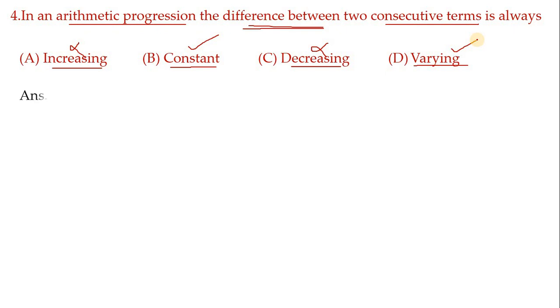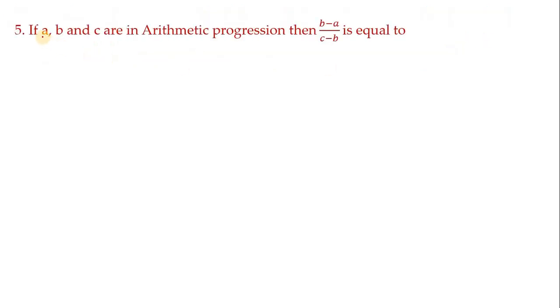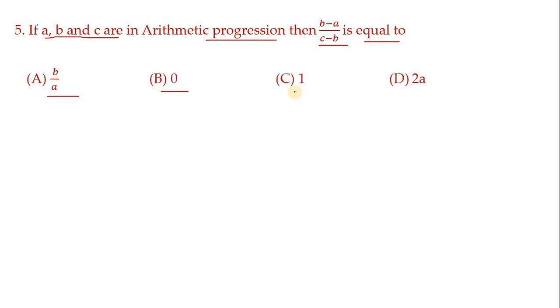Hence the correct option is B. Move on to the next one. If A, B and C are in arithmetic progression, then (B minus A) by (C minus B) is equal to. Options are B by A, 0, 1, 2A.